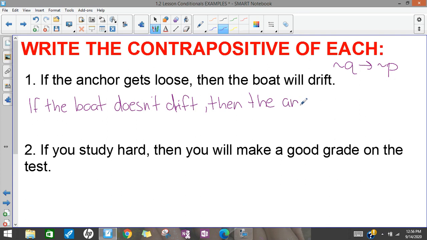then the anchor doesn't get loose. Pardon my penmanship. So I'm switching the order. If then are staying in the same spot, and I'm changing the meaning of each piece. Same thing here.